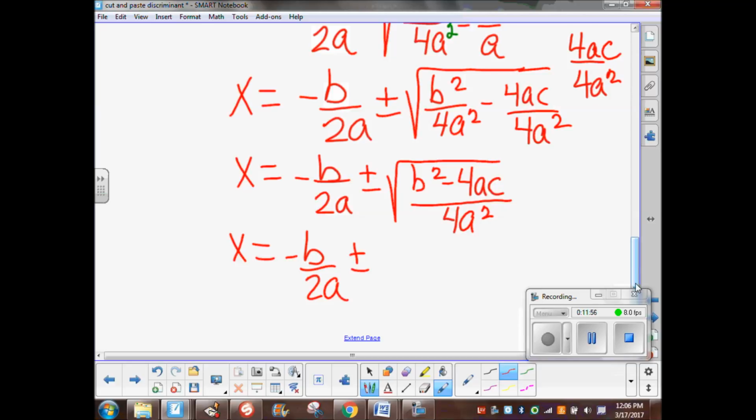So I'm going to simplify this square root. I'm going to take the square root of the top and the square root of the bottom. Square root of the top I can't do anything with. I'm just going to leave that as the square root of b squared minus 4ac. But the denominator is a perfect square. If I take the square root of 4a squared, it becomes 2a.